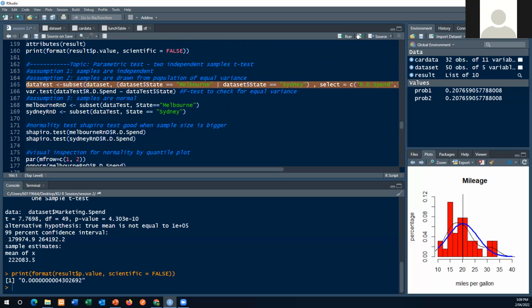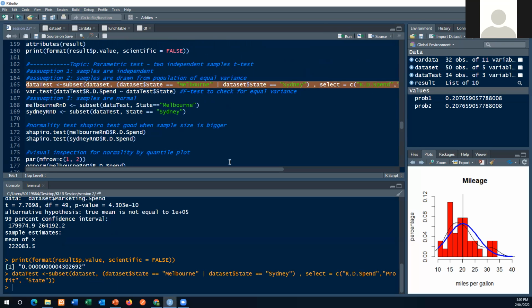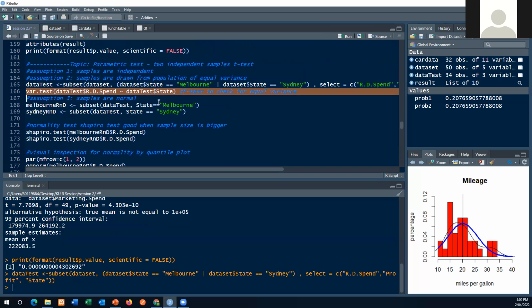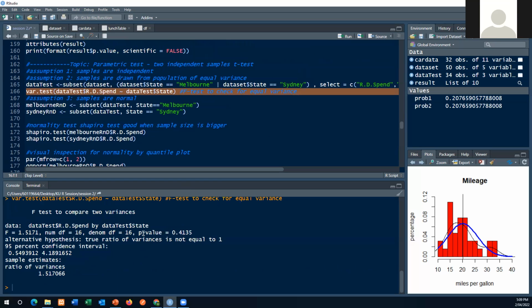So we're taking that subset from the sample and getting the R&D, and then we are taking a var test related to the R&D spend across a state, and the p-value is this. The p-value is higher, which means we are retaining the null hypothesis. That means they are coming from the same variance, so there is equal variance. So that second assumption is true from the test.